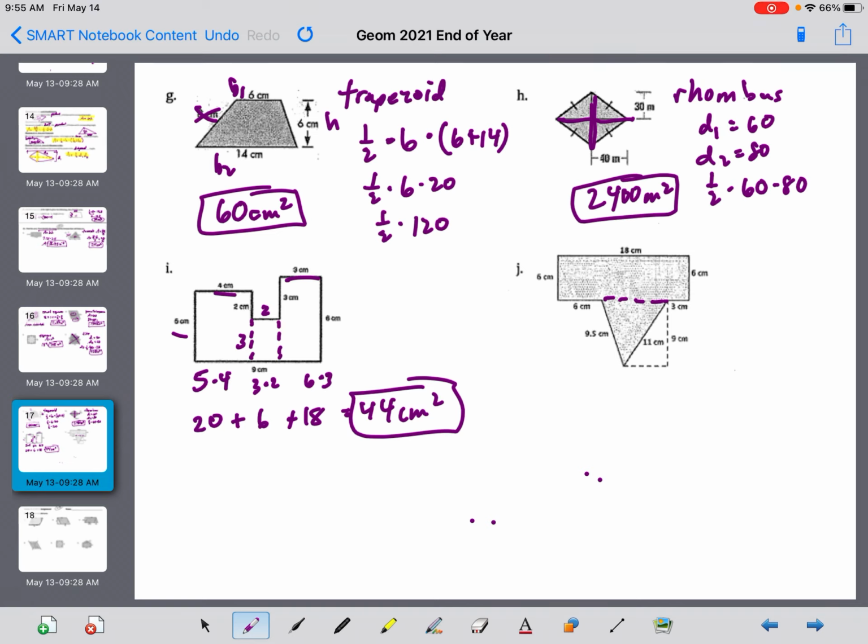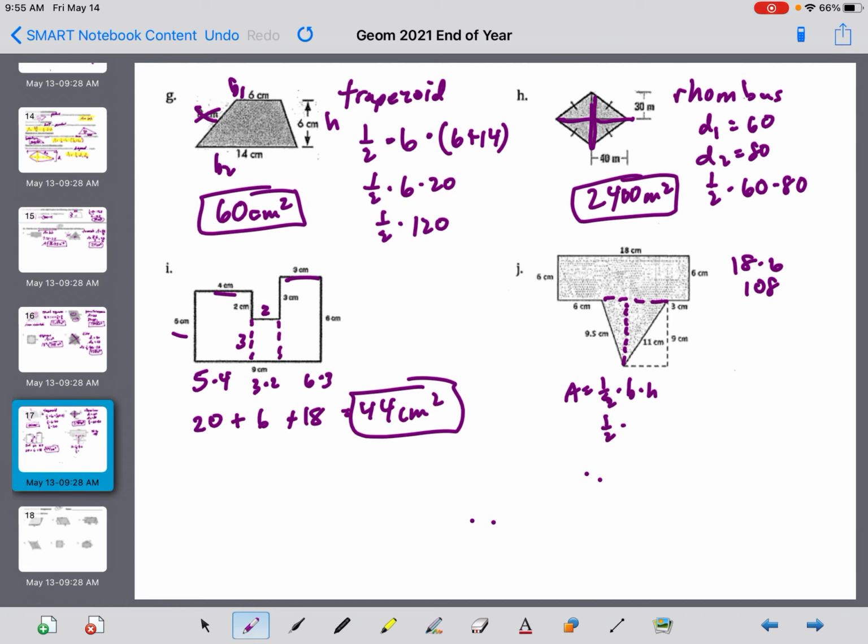Do this rectangle, which would be 18 times 6. That'd be 108. And then I've got to do this triangle. Now for this triangle, I have to analyze this height. The height would be 9. Area of a triangle is 1/2 times base times height, or base times height divided by 2.